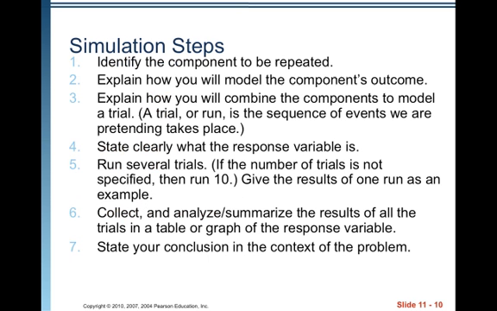Okay, so seven steps to simulation. One is identify the component to be repeated. That is the little baby tiny bit of a trial. Explain how you will model the component's outcome. Generally, this is going to be some sort of assignment of digits. Explain how you will combine the components to model a trial. A trial or run, you'll hear that expression used also, is the sequence of events we are pretending takes place. Step 4, state clearly what the response variable is. Step 5, run several trials. If the number of trials is not specified, then run 10. Give the results of one run as an example.